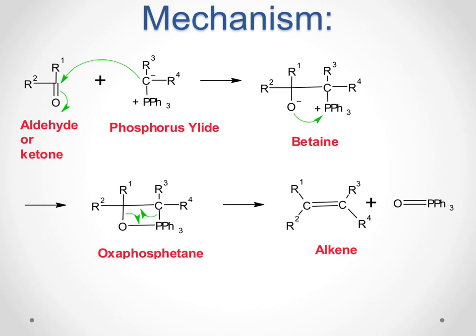This is called the oxaphosphetane ring. Since this ring is very small, it is highly strained, so the molecule will try to get stabilized, and phosphorus has a greater tendency to form a bond with oxygen than with a carbon atom. So due to this, the ring will open up, thereby generating a highly substituted alkene along with triphenylphosphine oxide.